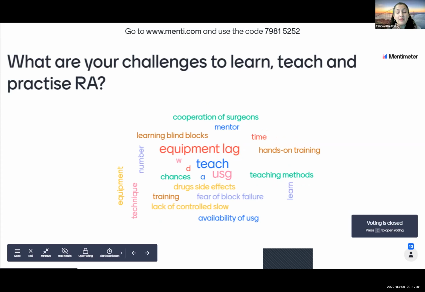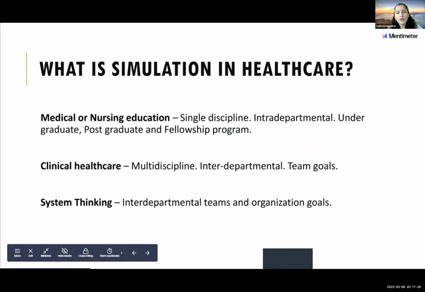Okay, we do need mentors. A fantastic word has come up, which is a mentor, and we need people who are aware of simulation techniques so that these mentors can actually give simulation-based training to our students. Fantastic. Thank you so much. I think I'm going to close the voting. It is closed already. And let's go to the next slide, where we ask: what is actually simulation in healthcare?